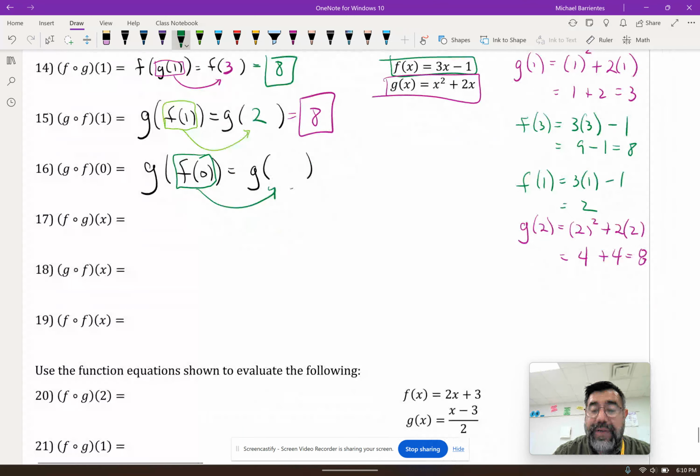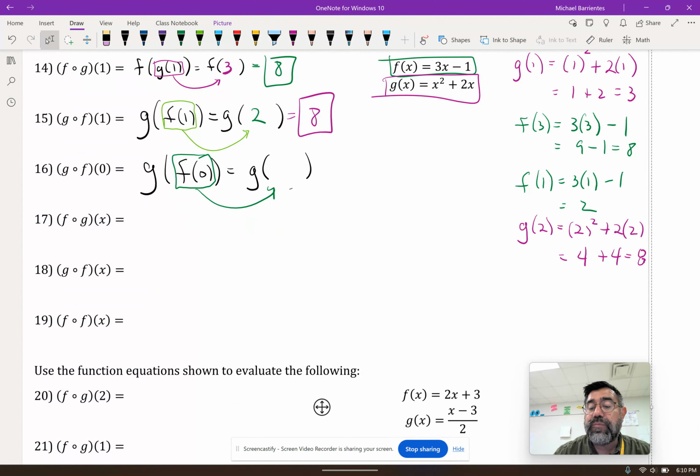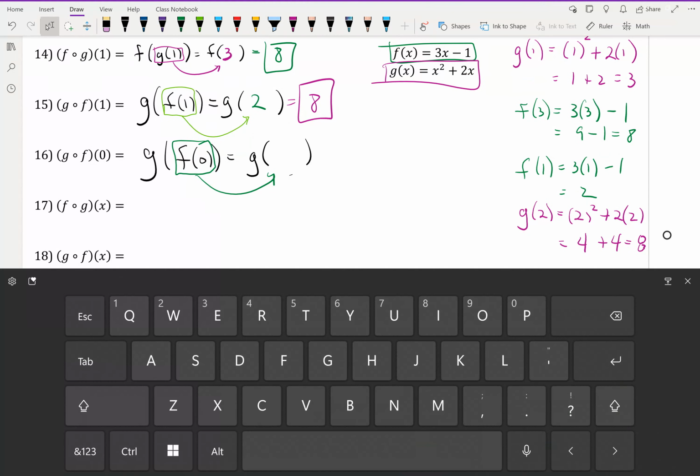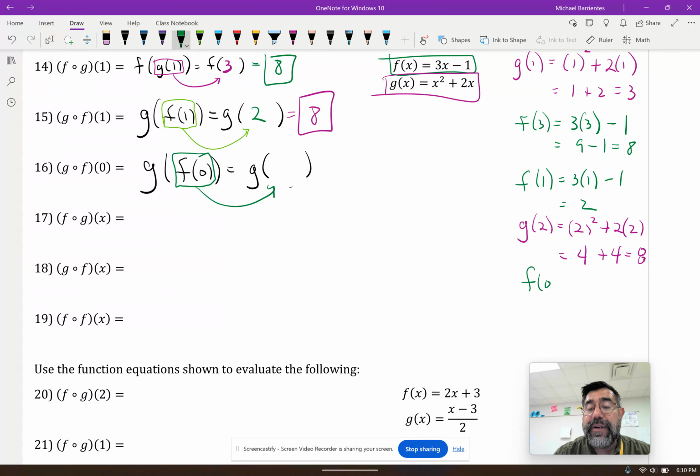So again, over here on the side, I'm going to go ahead and find f of 0. According to the formula, multiply 3 times your input minus 1. Well, 3 times 0 is 0, and 0 minus 1 is negative 1, so that's the number that goes inside. So f of 0 evaluates to -1. That is the answer to f of 0.